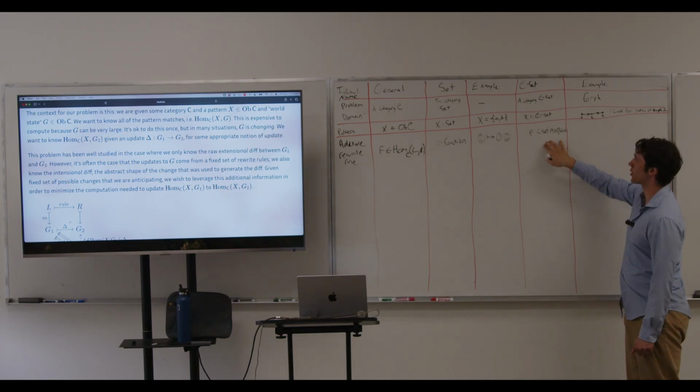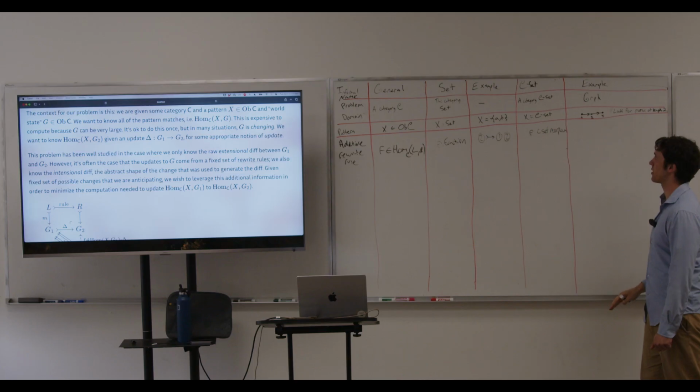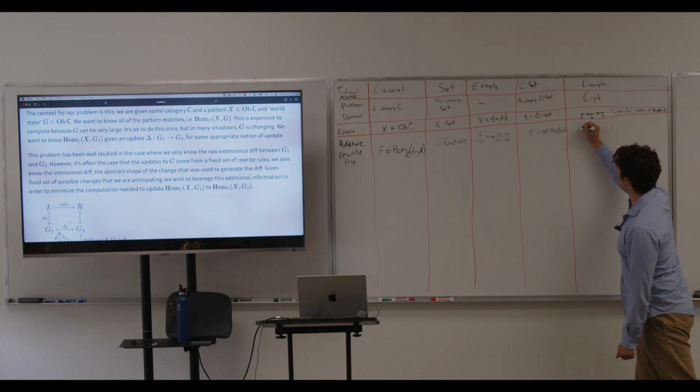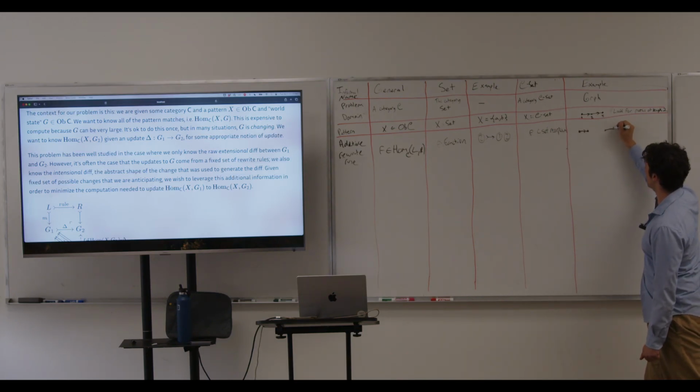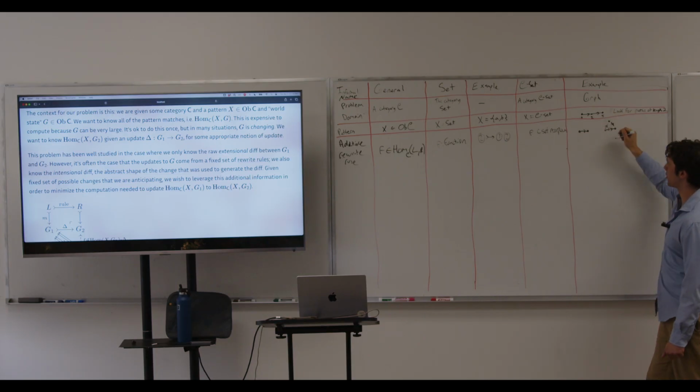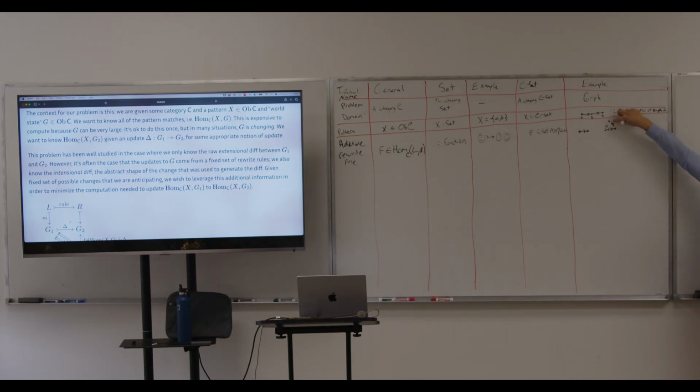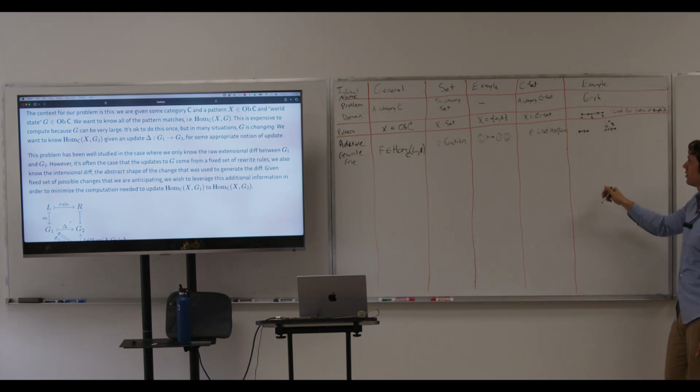A C-set morphism is just a collection of functions, one for every object in our schema. And here we're going to send an edge to a little triangle. So we're looking for an edge, and when we see an edge, our rule is, well, what if that edge were actually a triangle? And so we add an extra vertex, and we add 2 more edges to make the triangle.